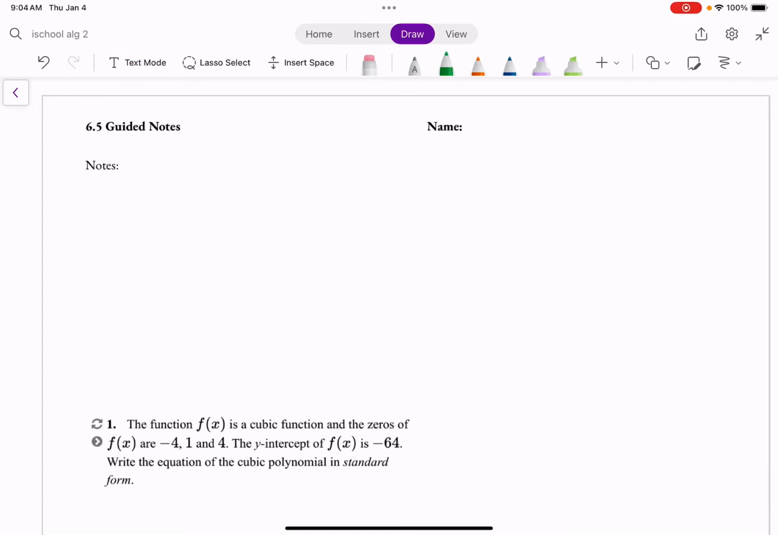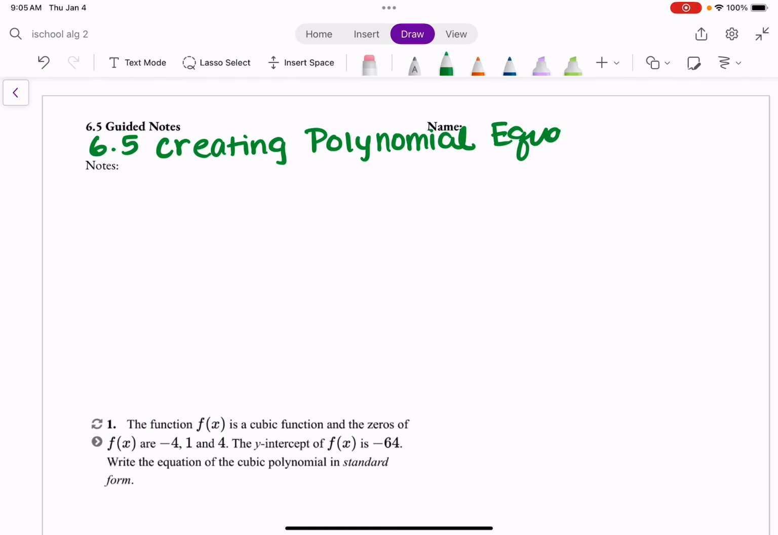Okay, so today is 6.5, creating polynomial equations. And so there are guided notes today. If you want to go to the folder and get the guided notes, please feel free to do so. Otherwise, you can write this in your notebook. It doesn't really matter. But the questions are like word problems, sort of. So that's why we have guided notes if you want them.